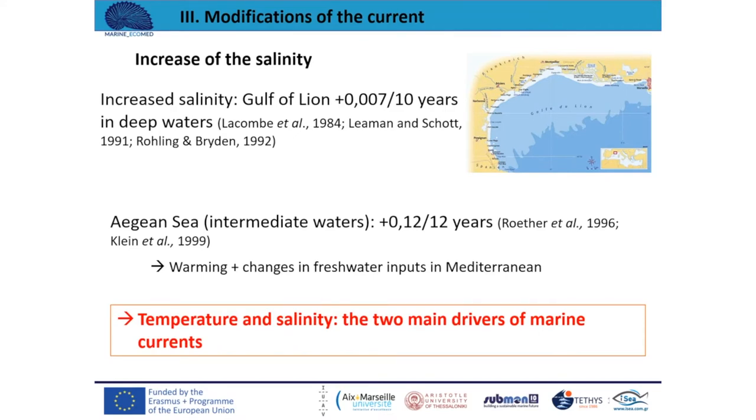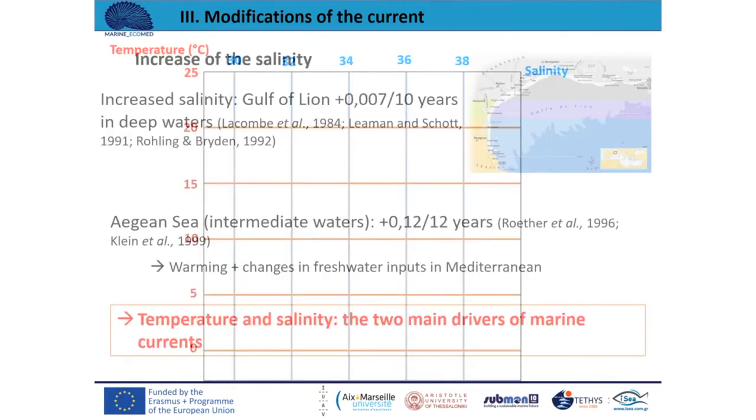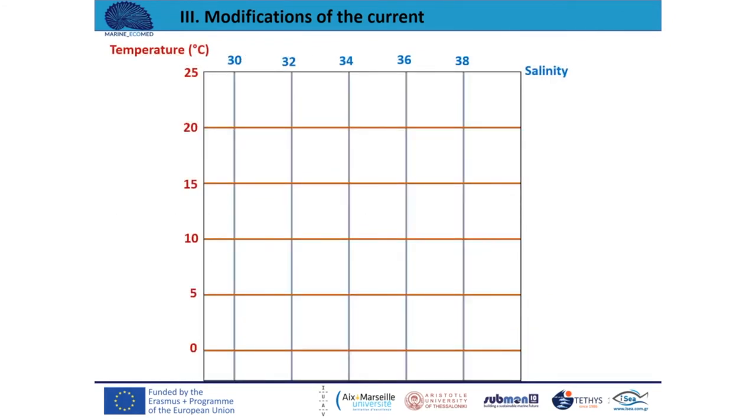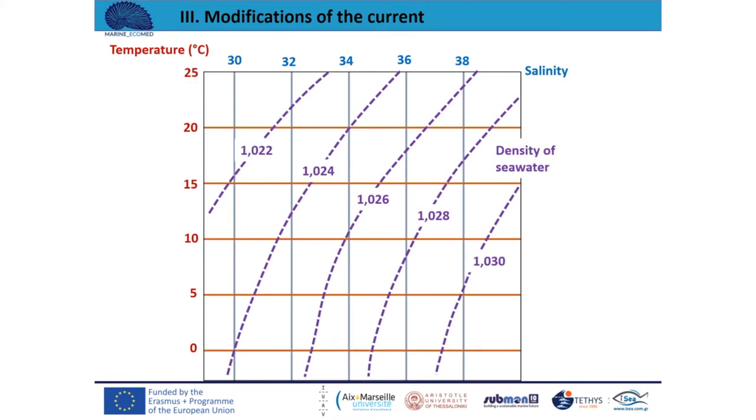In the Gulf of Lion, in deep water, the salinity increased by 0.007 units in 10 years. In the Aegean Sea, the salinity in intermediate water increased by 0.12 units in 12 years. The consequences on marine currents could be significant due to the fact that salinity and temperature are the two main drivers of marine currents. The density of seawater depends on salinity and temperature. The density of seawater increases with salinity and decreases with temperature.